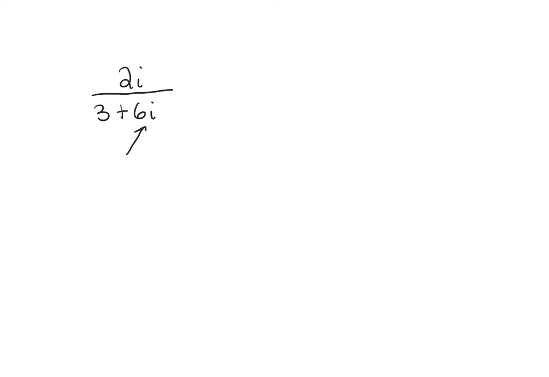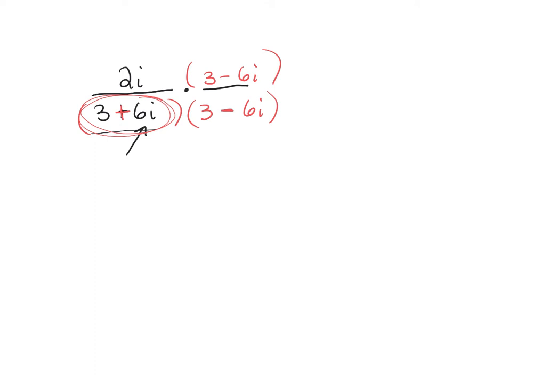There we go. Okay, last example, 2i over 3 plus 6i. So we don't want i in the denominator, but this time we have a binomial. So I can't just multiply top and bottom by i. You have to multiply by what is called the complex conjugate of your denominator. So what you do is we do 3 and 6i, but if this is plus, we do the opposite. This is now minus. 3 minus 6i. And now I have to multiply all of that.